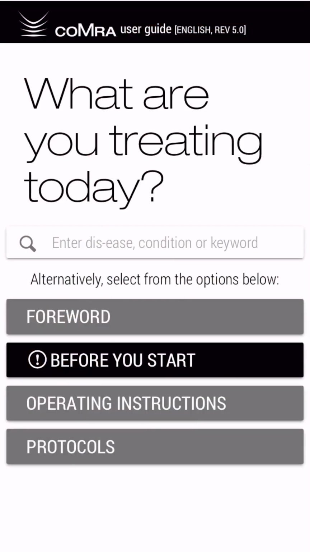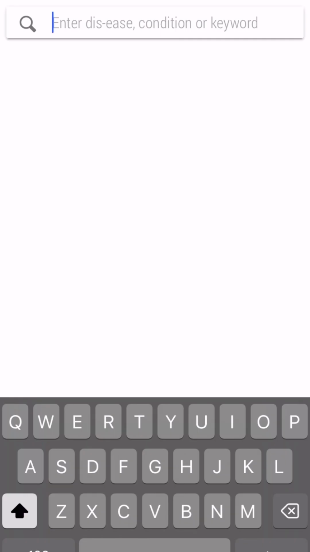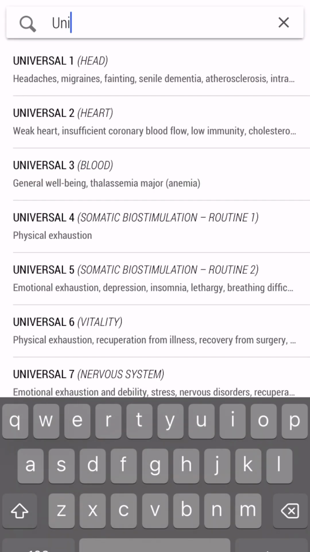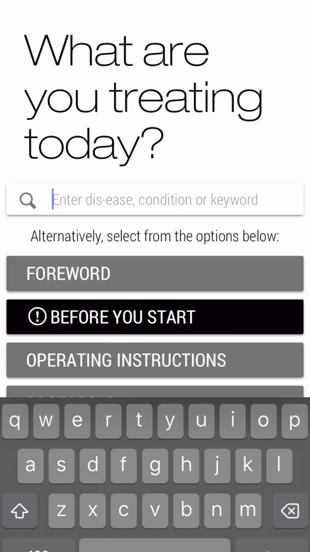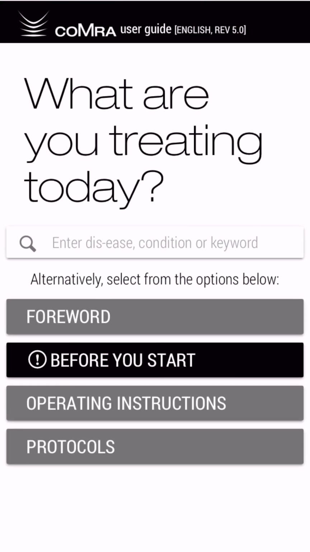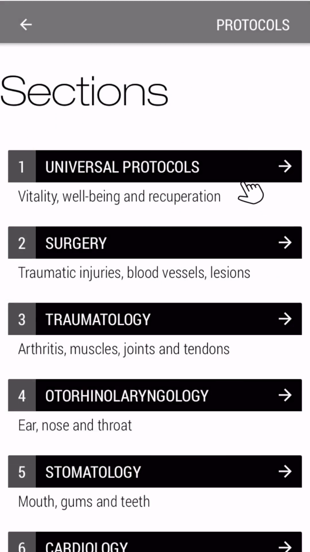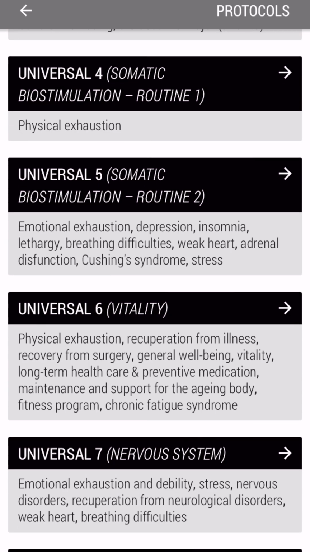So you have a few options here. You can use the search, and we said universal, so we say UNI, and right away we see the universal treatments, and we can go to universal 5 that way. Or if we look at what are you treating today, the bottom it says protocols. When we look at the protocols, we'll see the universal protocols, and we can select the universal 5 section.